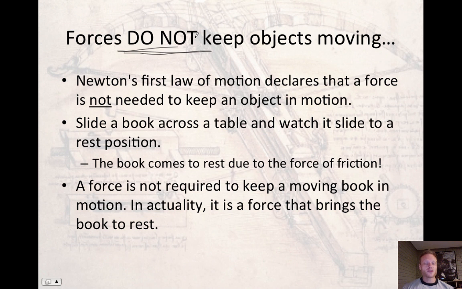So if you slide a book across a table and watch it slide to a rest position, you may say, well, why did it stop? Well, the reason the book stopped is because of the force of friction. It's not that there wasn't a force to keep pushing it, it's the force of friction that causes that book to stop sliding. So a force is not required to keep a moving book in motion. It's actually a force that brings it to rest, that makes it stop moving.